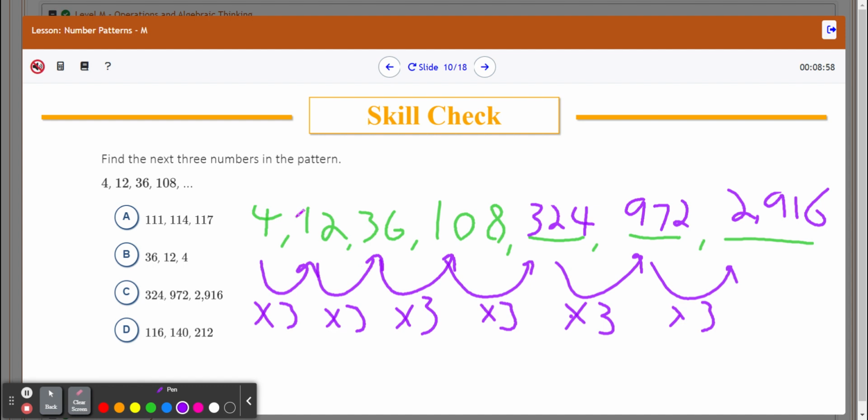If your number pattern is going down, it's going to be subtraction or division. So you just have to start plugging in numbers and see what works. Now, important, remember, it's got to work every time. You can't add 3 the first time and then multiply by 3 the second time. No, it's got to be the same rule every single time.